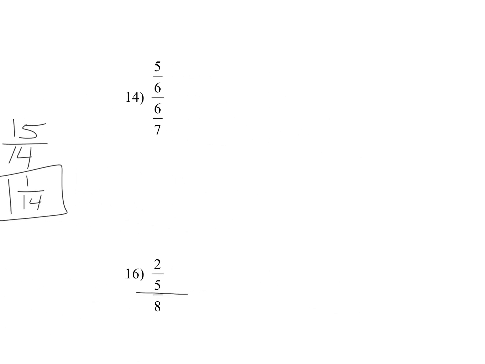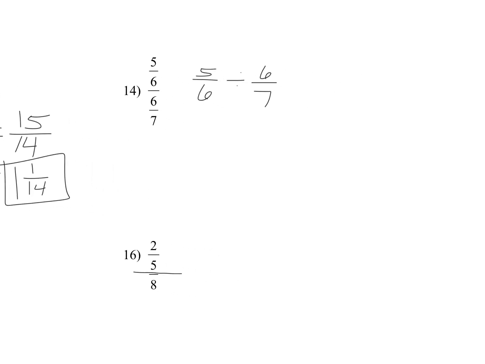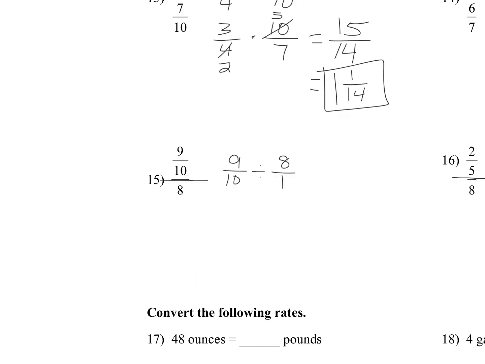14, how do I read that one? 5/6 divided by 6/7. You got it. What's my next step? Keep, change, flip. What's my next step on 14? Keep, change, flip. What's next? Multiply straight across. What do we get when we multiply? 35 over 36. Can I reduce or simplify or anything? Nope.